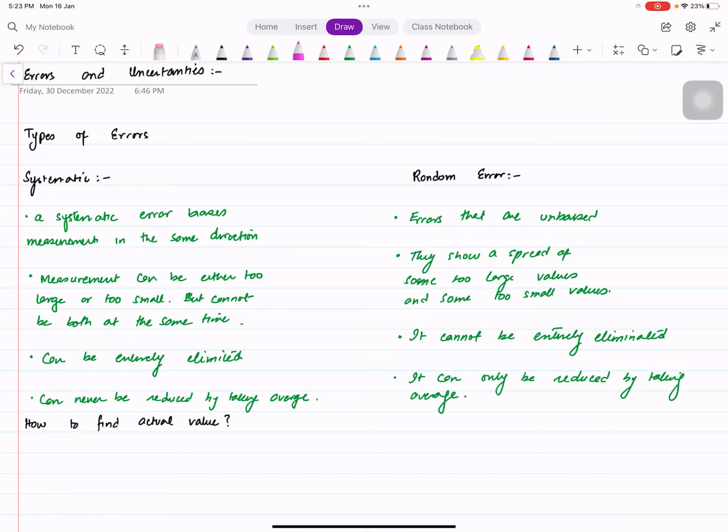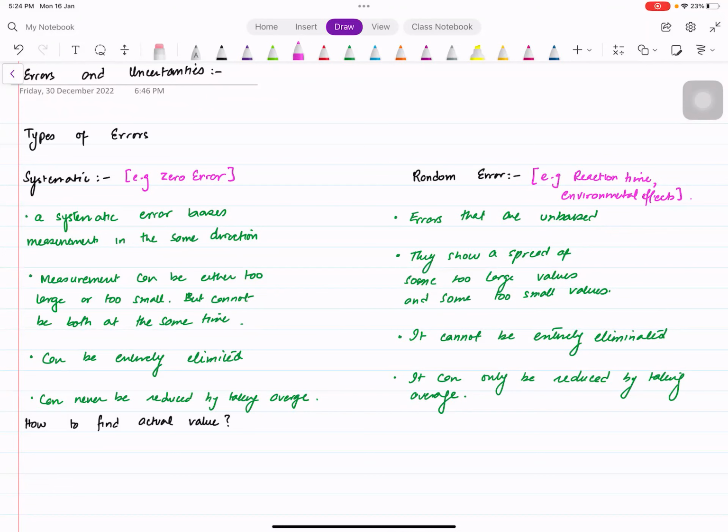So usually these two have certain examples as well. One of the examples for this part, like systematic, could be zero error, right? Zero error is when the object or the instrument doesn't start from the very start. It either shows you too large or too small a value. And then this one has things like reaction time and obviously environmental effects. That could be the reason for random error. Okay.